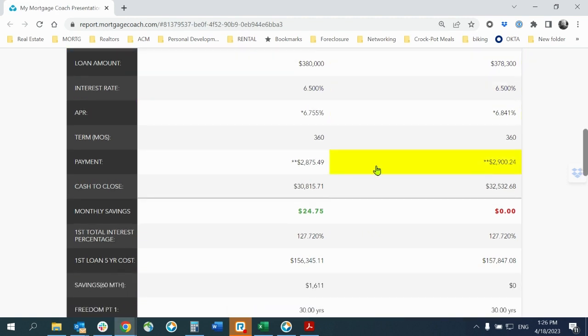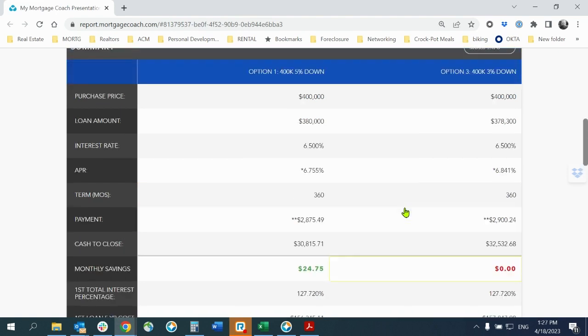You come down here, look at the payment differential. Not a whole lot there. Look at the cash to close differential. It's less than $2,000 difference between the two. Okay. And the payment difference between one and the other is $24.75. Not a huge difference. Now, let me show you how I did it.